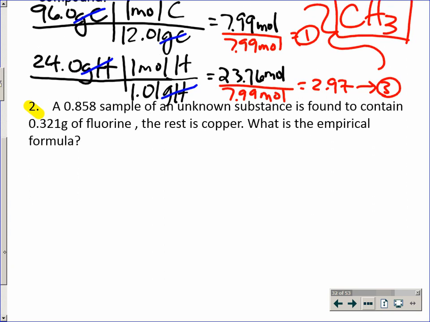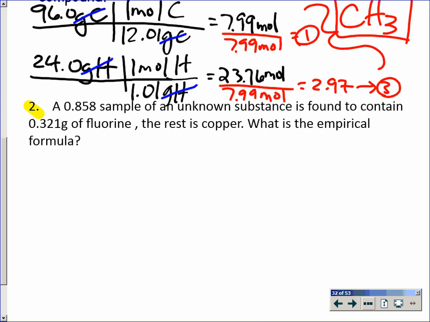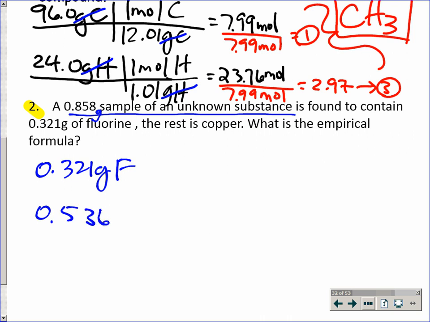All right, Aiden, get me started on number 2. What are you going to process here? Well, you have to convert to moles. Okay, what am I starting with? You're starting with 0.321 grams of fluorine. And this is a total sample, right? So what else do I have? 0.537. I believe you. I hope. 7. Yeah. Okay. And this is grams of what? Grams of copper. Good. Okay.